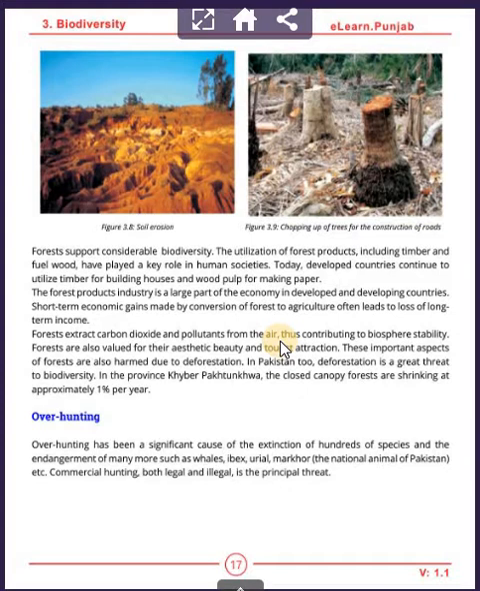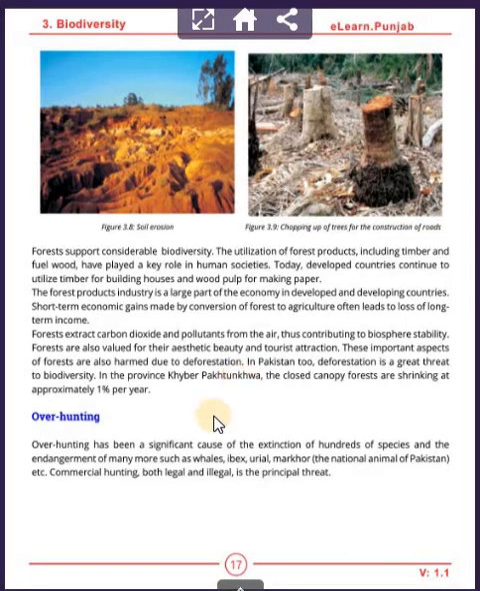And forests extract carbon dioxide and pollutants from the air. What is the main advantage of forests? They absorb carbon dioxide and pollutants from the air and stabilize the biosphere. Forests are also valued for their aesthetic beauty and as a tourist attraction. So if there is more deforestation, the beauty will be lost, the carbon dioxide content will increase, and there will be more pollutants in the air.